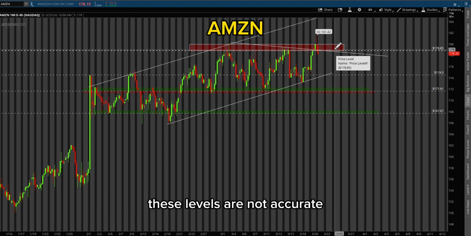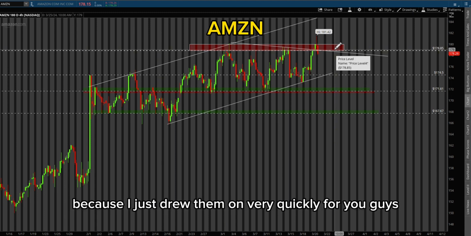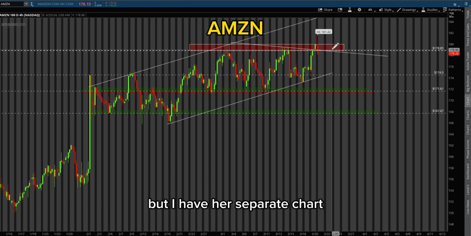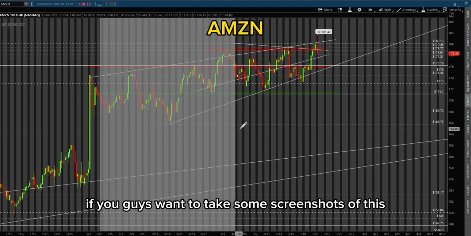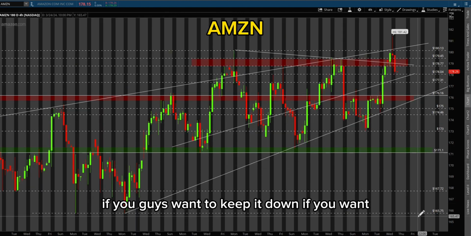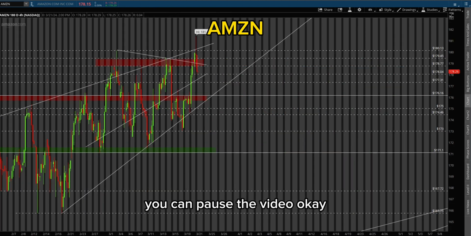Now, guys, just letting you know, these levels are not accurate because I just drew them on very quickly for you guys, but I have a separate chart. If you want to take some screenshots of this, you can pause the video. Okay, but take a look at this.